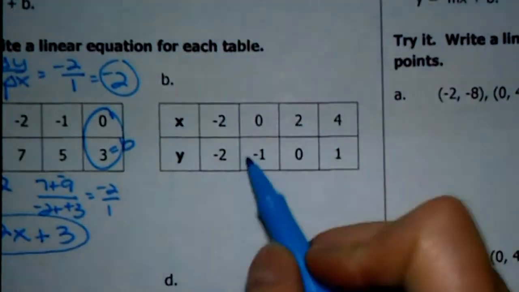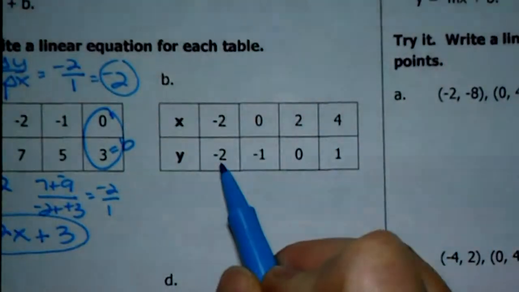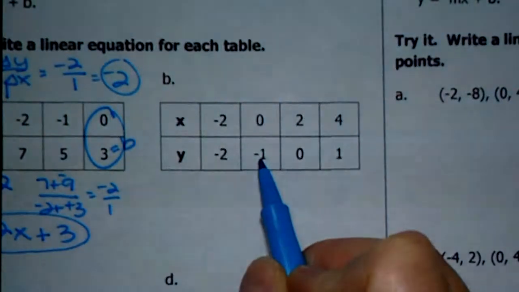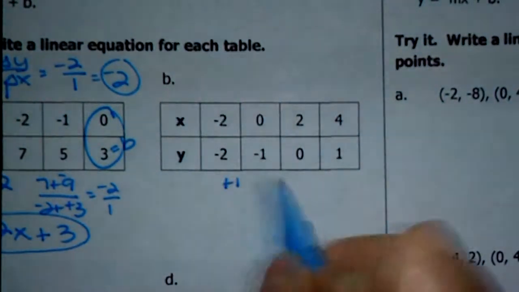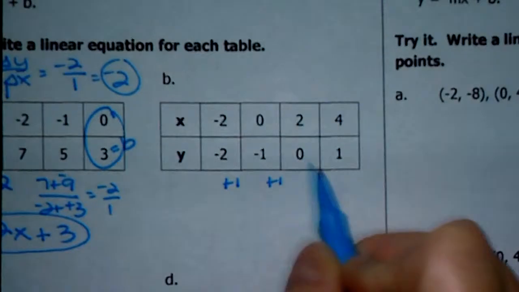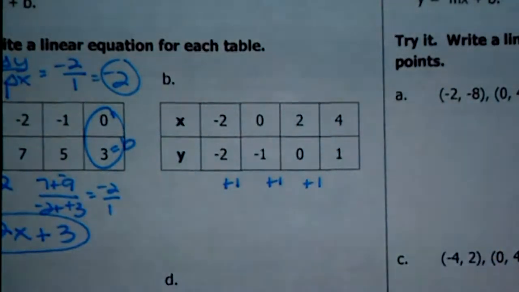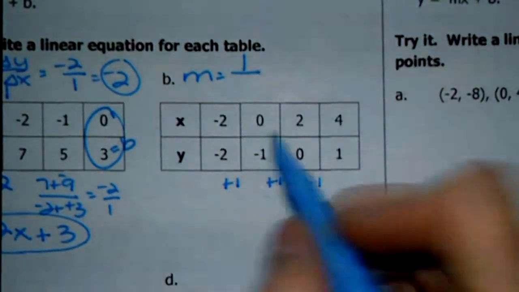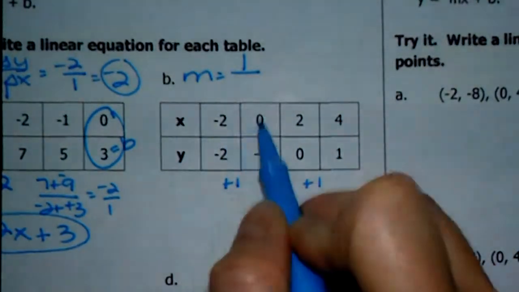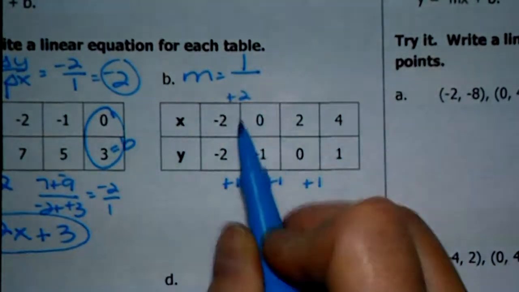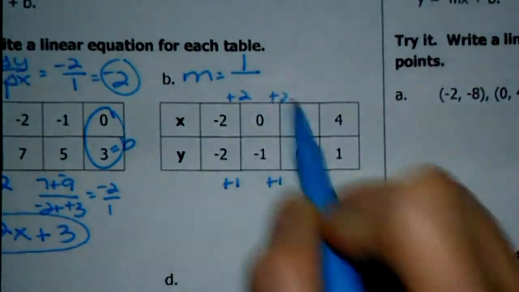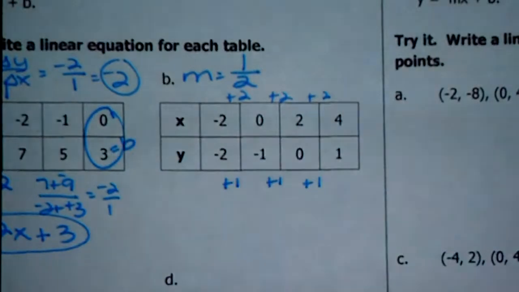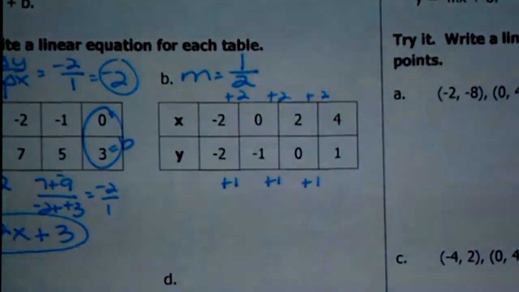Okay. So you can either take negative 1 minus negative 2, or you can look at this and say, okay, negative 2 plus what is negative 1? Well, plus 1. And negative 1 plus 1 is 0, and 0 plus 1 is 1. So the change in y is 1. The change in x, negative 2 plus what is 0? Negative 2 plus 2 is 0, and 0 plus 2 is 2, and 2 plus 2 is 4. So that makes my change in x 2. So your slope is 1/2.